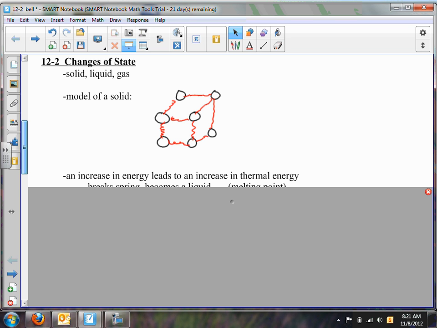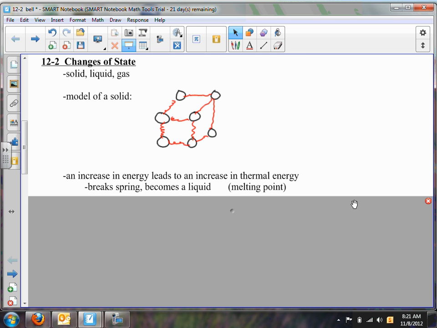So increasing the energy leads to an increase in your thermal energy, which will eventually break the spring or break the bonds, and then it becomes a liquid. The point this happens at should be constant for a given substance, and that is called the melting point of that substance. So after all of these springs have broken, you now have particles right next to each other, but they're not locked in a certain position. They're free to roll around each other, and that sounds like you have yourself a liquid.